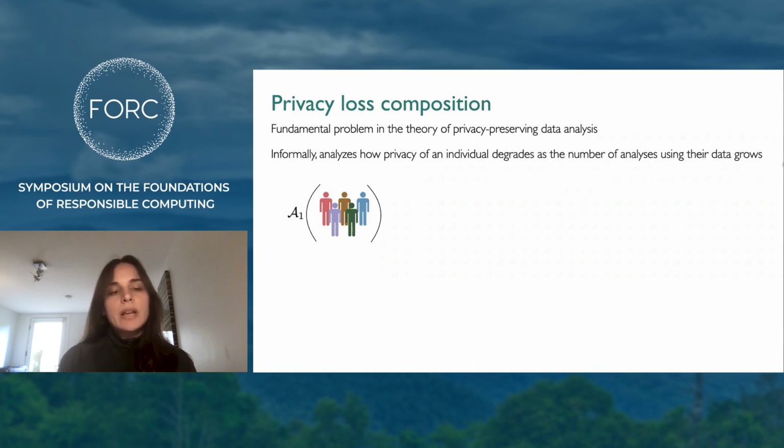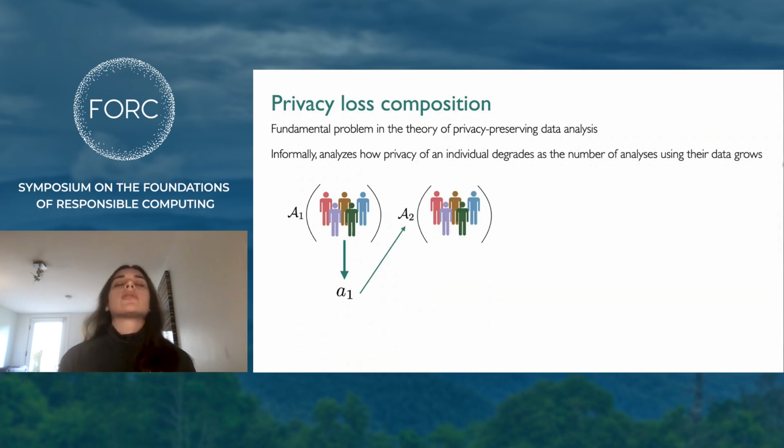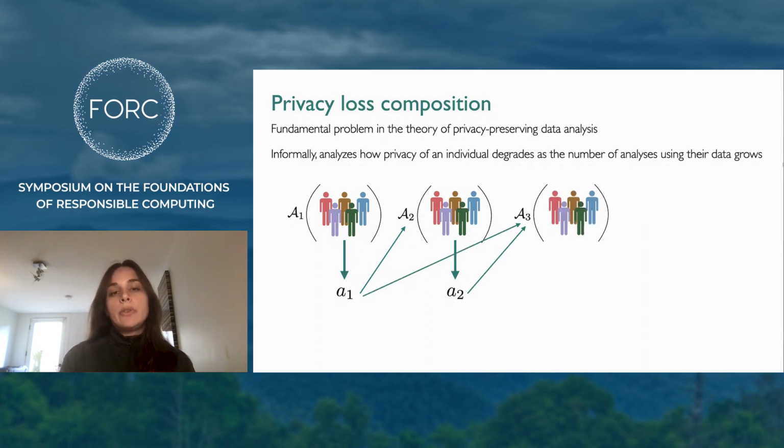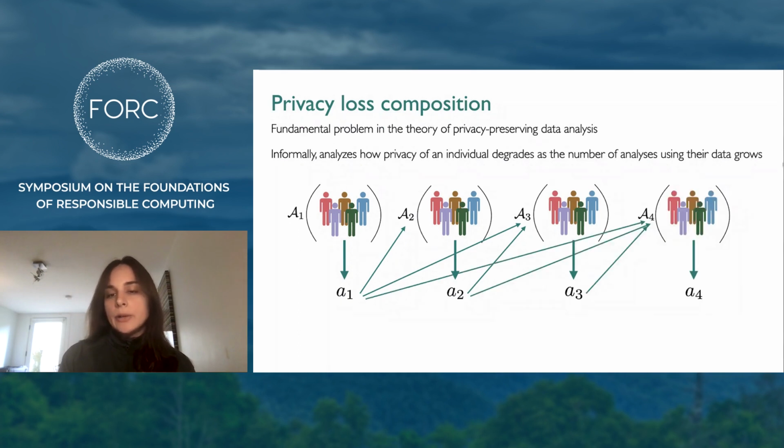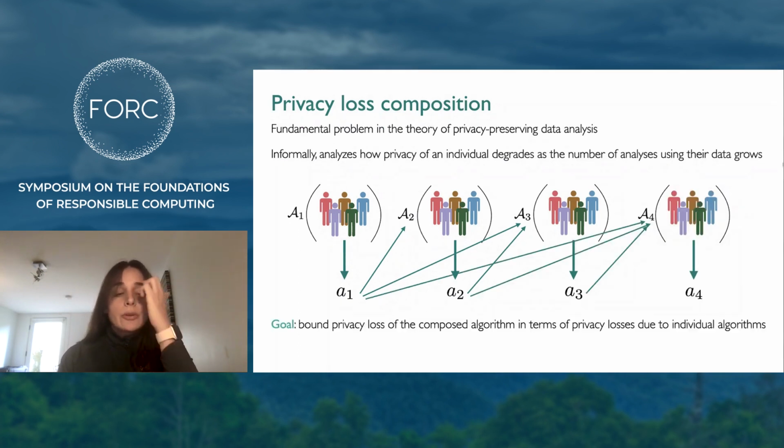So this is the usual setup. We have some data set of individuals, and we want to run some analysis on this data set. We get an output from this analysis. Then we feed this output into the choice of the next analysis to run. We get another output. Then we feed the first two outputs into the choice of the third analysis to run, and so on. And so the goal in this setup is to bound the privacy loss of the composed algorithm in terms of the privacy losses due to individual algorithms.